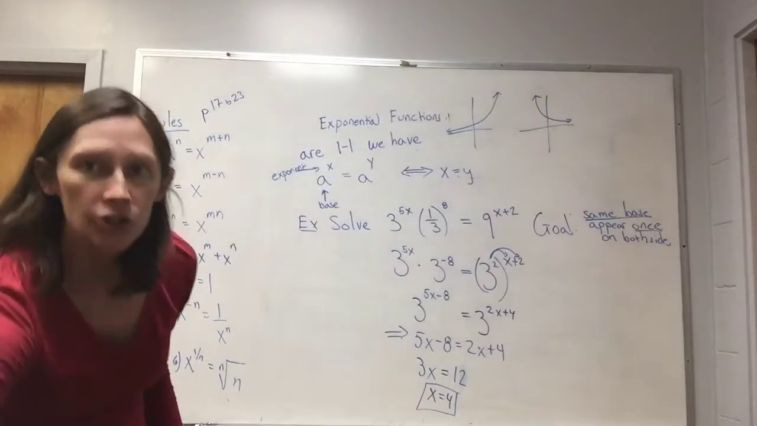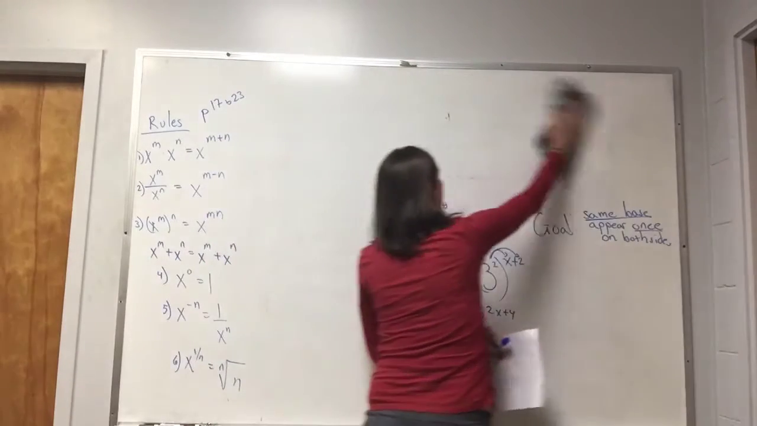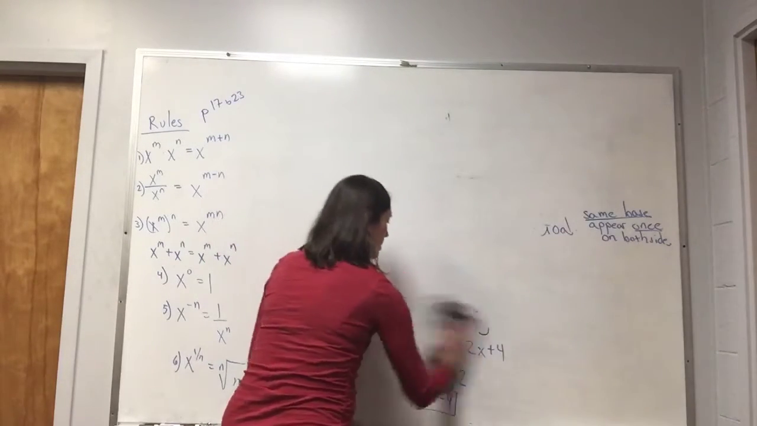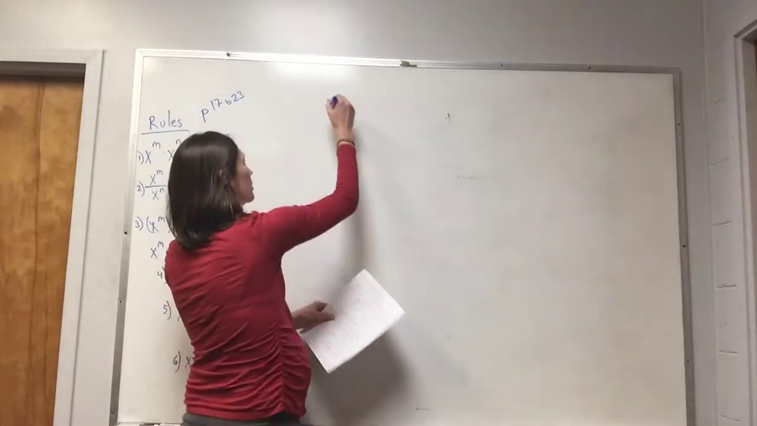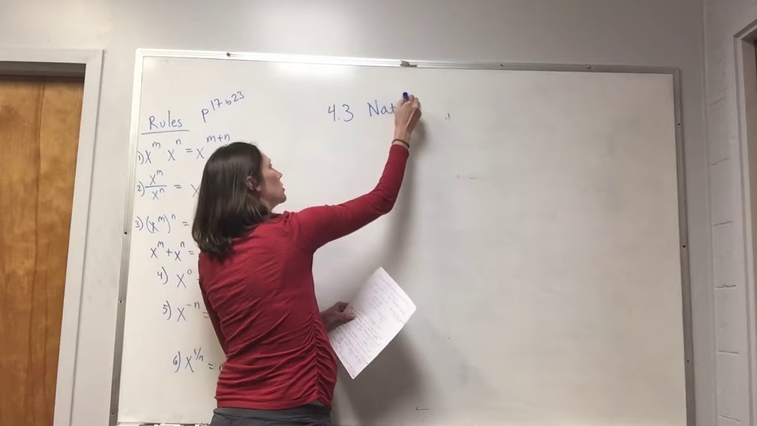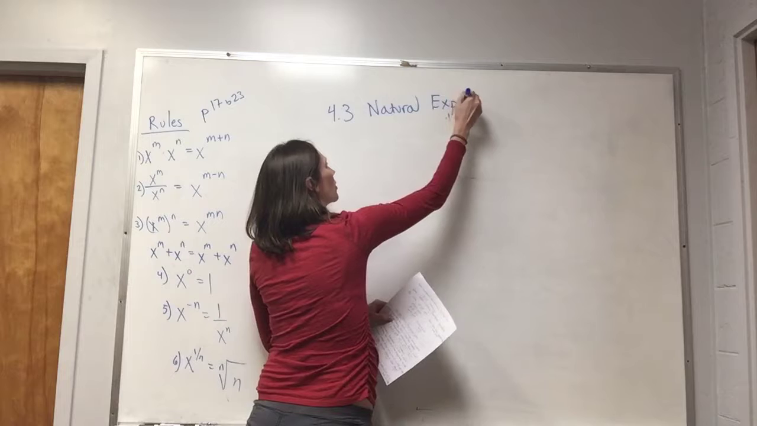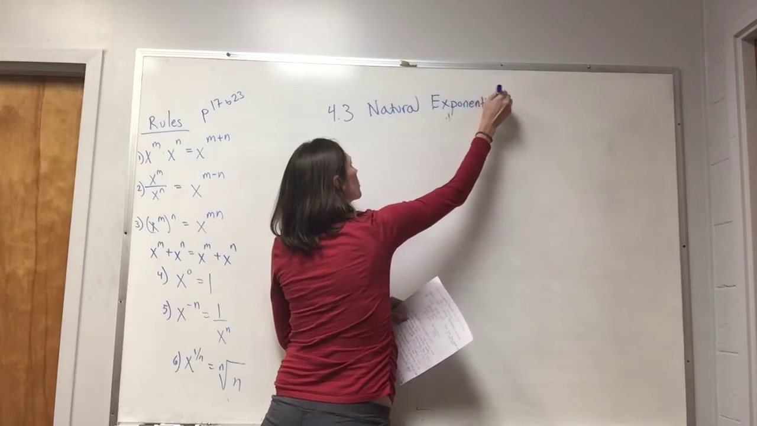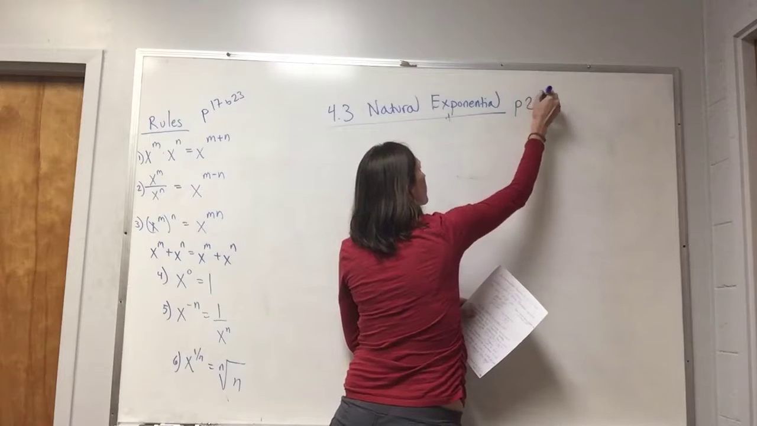All right, we're going to transition now to the next section. So next section I'm calling 4.3, the natural exponential. So we're still talking about exponents. So I'll leave those rules up there. They might be useful. Starts on page 274.